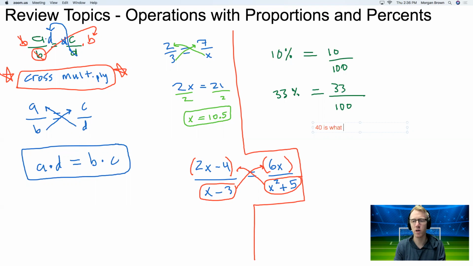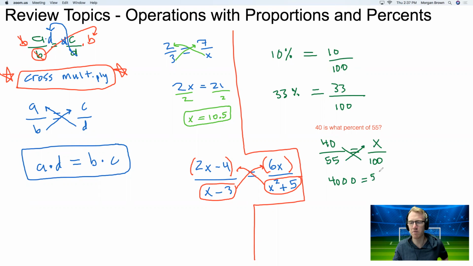40 is what percent of 55? So what we're looking at is we have 40 out of 55, and we want to know what percent is that. So a percent is something out of 100. So 40 out of 55 is what out of 100? And you say, hey, cool, this is a proportion. I can cross multiply. So if I cross multiply here, I get 4,000. If I cross multiply here, I get 55x. And then I divide both sides by 55.